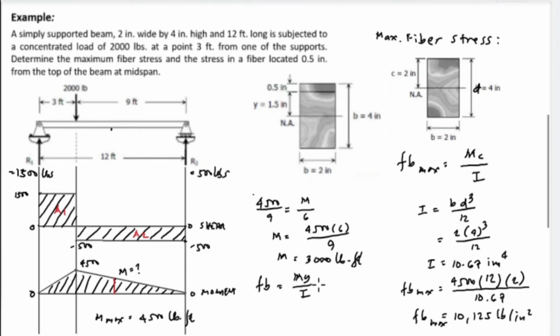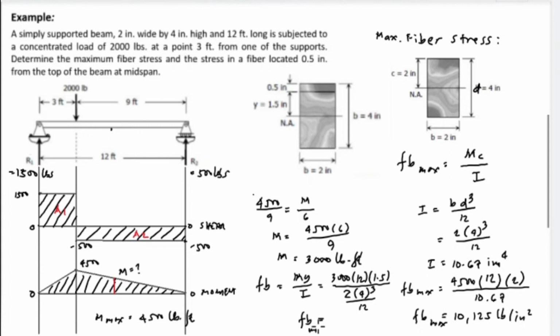So M is 3,000. Same thing, we multiplied by 12 to convert it to inches. And the y, which is equivalent to 1.5. And we divide by the value for I. And the value for I is bd cubed over 12, or 2 times 4 cubed all over 12. And we have the value for F sub B at midspan.